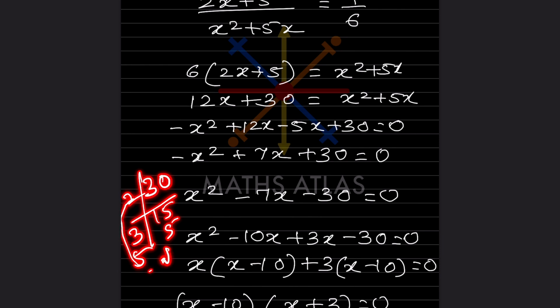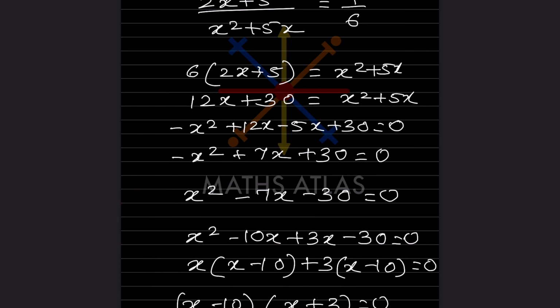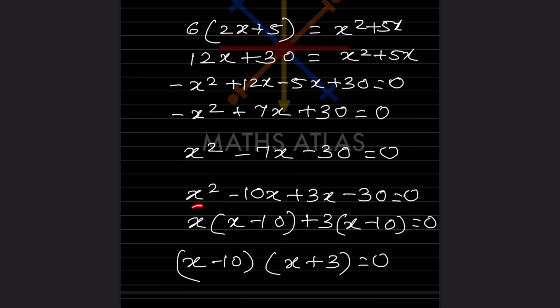5 2s are 10 and this 3. So minus 10x plus 3x, that will be minus 7x. And this will be as it is. So now we'll make two groups. The first group: x into x minus 10, plus sign as it is.